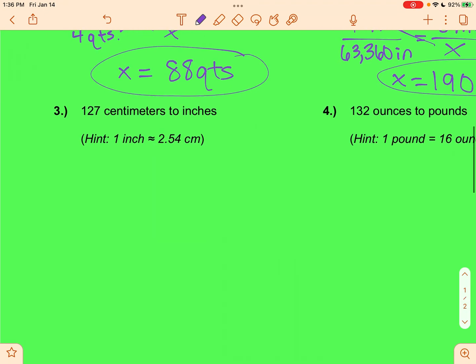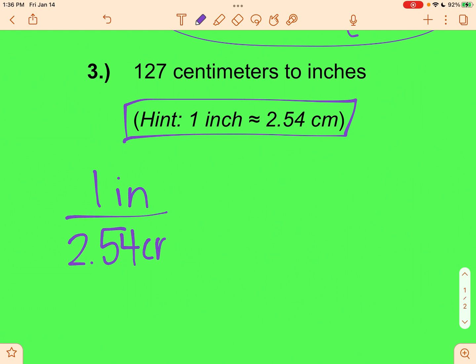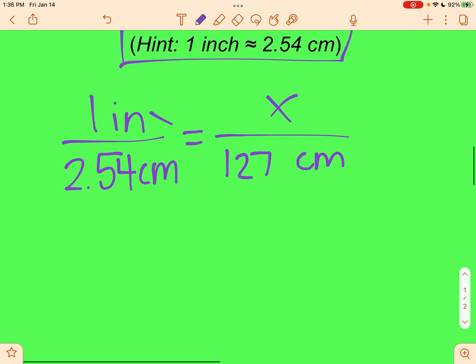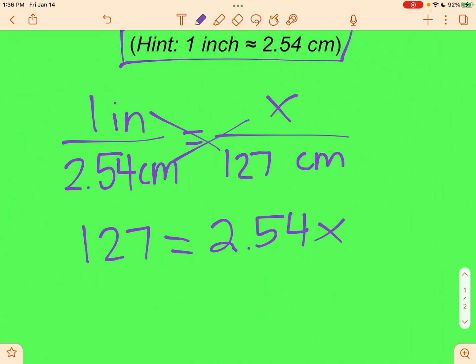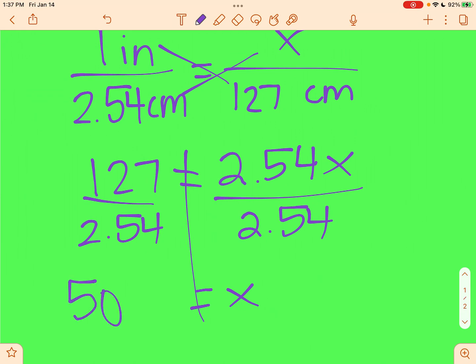Alright, moving on to number 3. This time we have 127 centimeters to inches. Here's our conversion rate: 1 inch is the same as 2.54 centimeters. So that's going to be your first ratio, 1 inch over 2.54 centimeters. And then we're talking about 127 centimeters. Our centimeters is on the bottom, so that 127 goes down on the bottom with your x on top. Now cross multiply. 1 times 127 is 127, and that's equal to 2.54x. Now we need to solve, so we need to divide by 2.54. 127 divided by 2.54 gives us 50, and we are talking about inches.